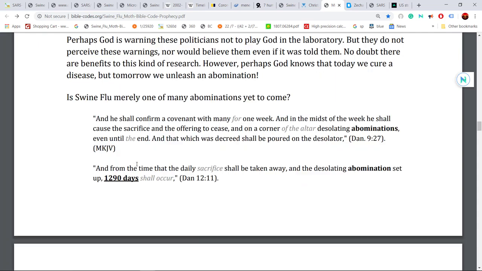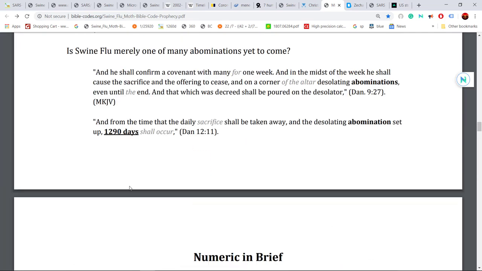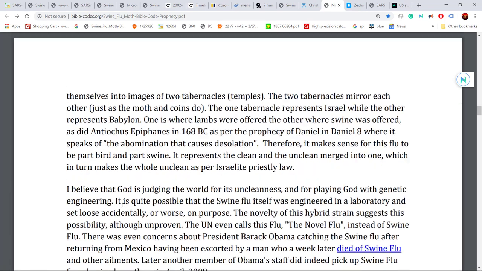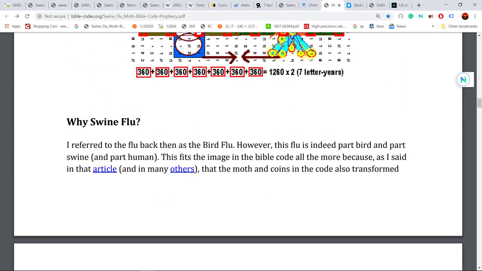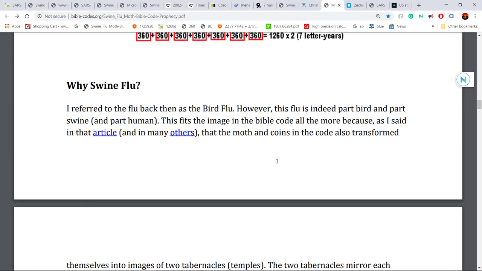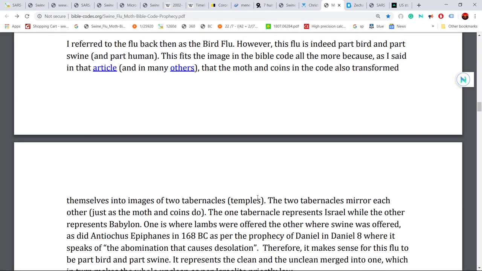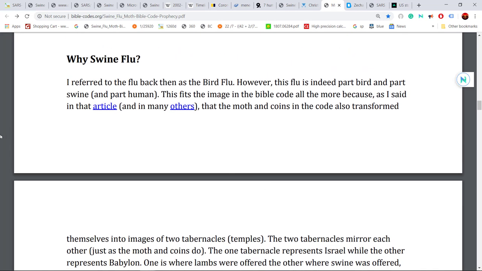Do I really want to go through this slowly? Let me just see if there's anything I can skip over. Yet I know every part of this I can tie into now, but do I really want to be that long? Well, I'll read it quickly.